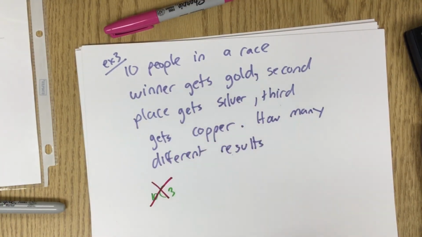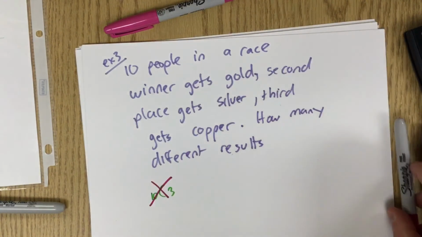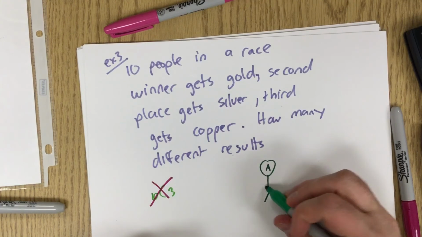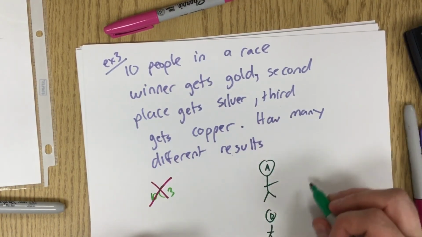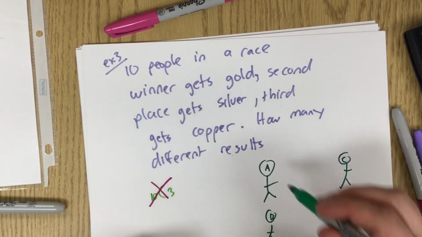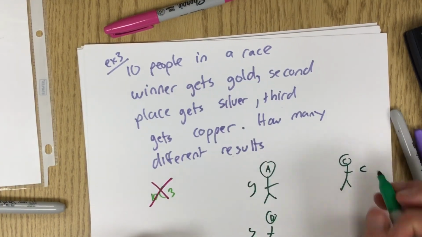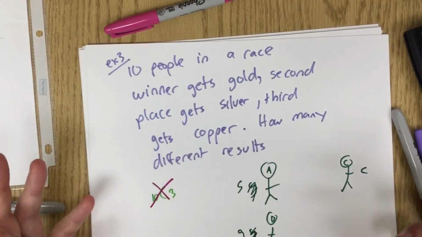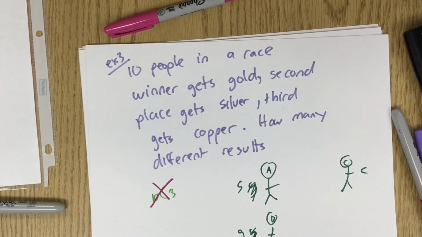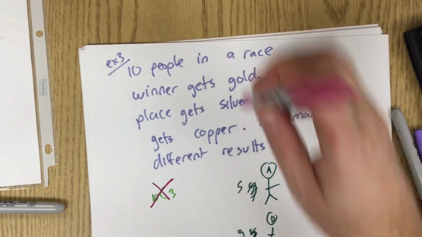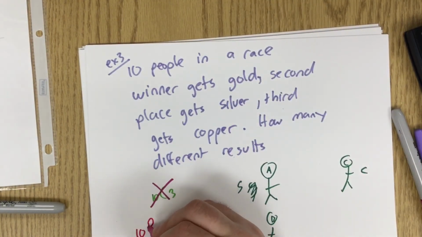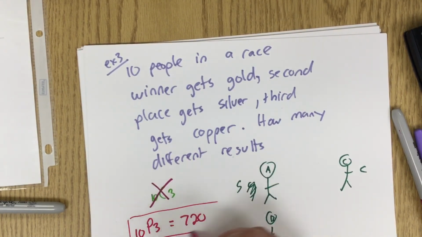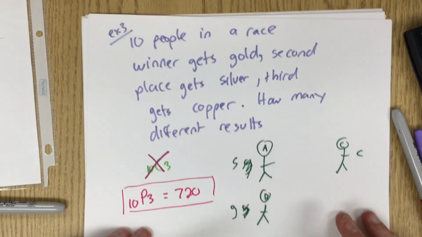It's not 10 choose 3 because here the order matters, right? If we have person A, person B, and person C, and we give this person gold, silver, and copper, that's one thing. But if we say, I'm going to give you silver and you gold instead, that makes a difference. So in this case, the order matters. Since the order matters, the answer would actually be 10 pick 3, which on the other page we already got was 720. Order matters, permutation. Order does not matter, a combination.